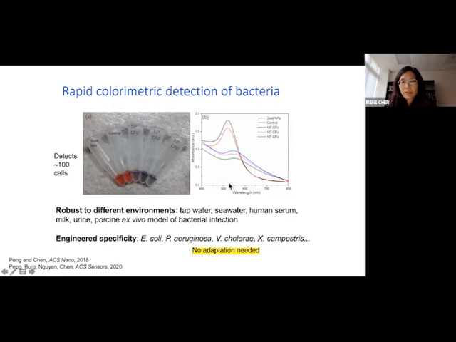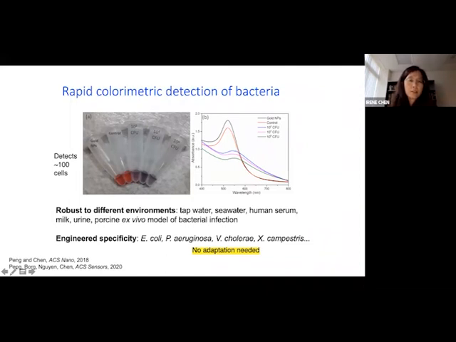It can also be seen on the absorption spectrum. And this is robust to different environments. We've done this detection in tap water and seawater, human serum, milk, urine, a porcine ex vivo model. This is basically a pig lung that Pseudomonas aeruginosa is grown onto. So this assay tolerates these different conditions.